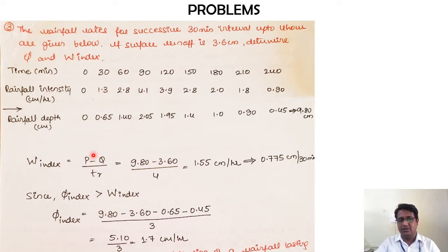Because you need the value of P to get the W index, right? There is no mention of P here, only the Q value is given as 3.6. The duration is given as 4 hours with 30 minute intervals, but the value of P is not given, so P needs to be determined from this. This is the third variation that I want to tell you. Here you need not add up all these values, because they are not per hour values. If it was 1 hour, 2 hour, 3 hour, 4 hour, then you would directly add up all the values as we did in the first problem.